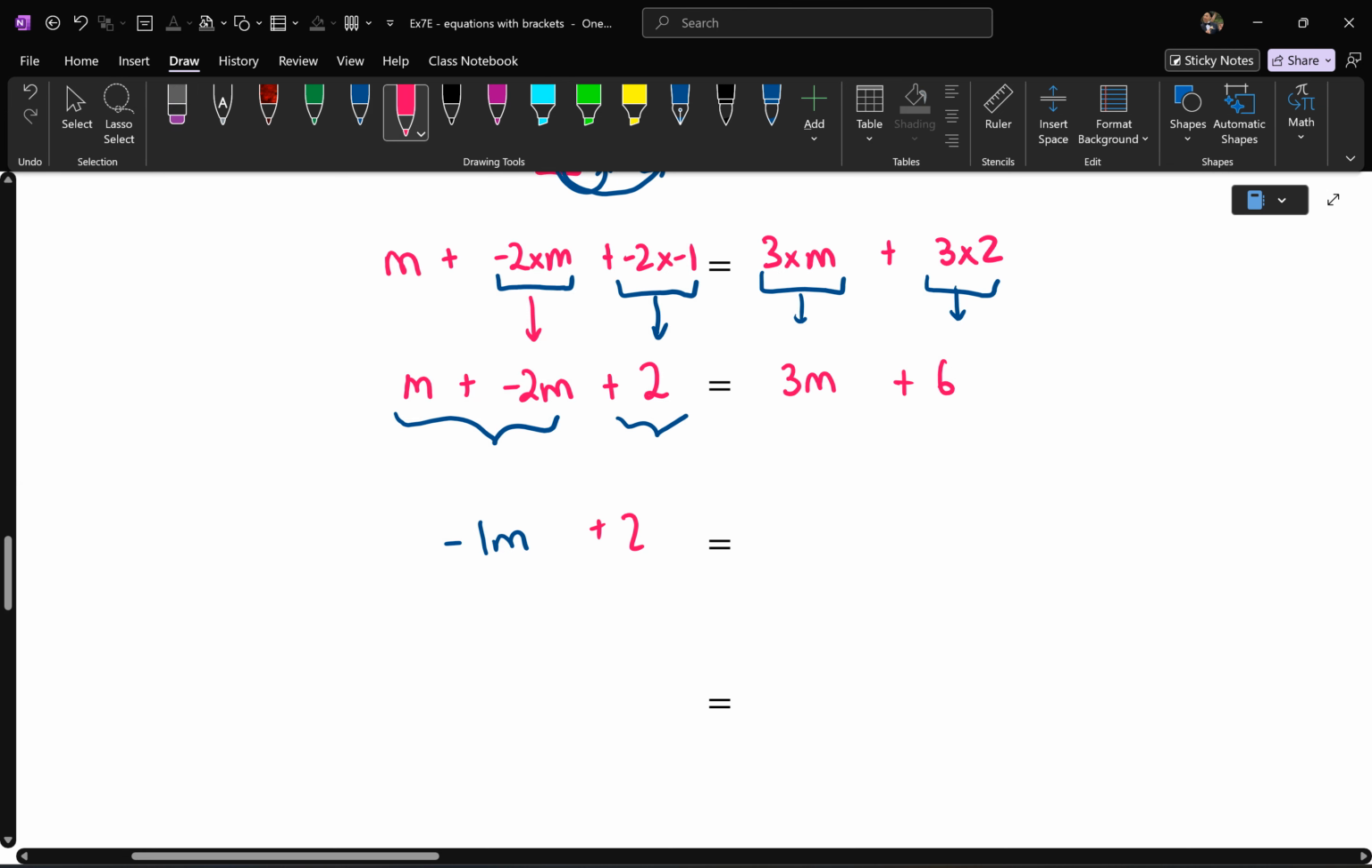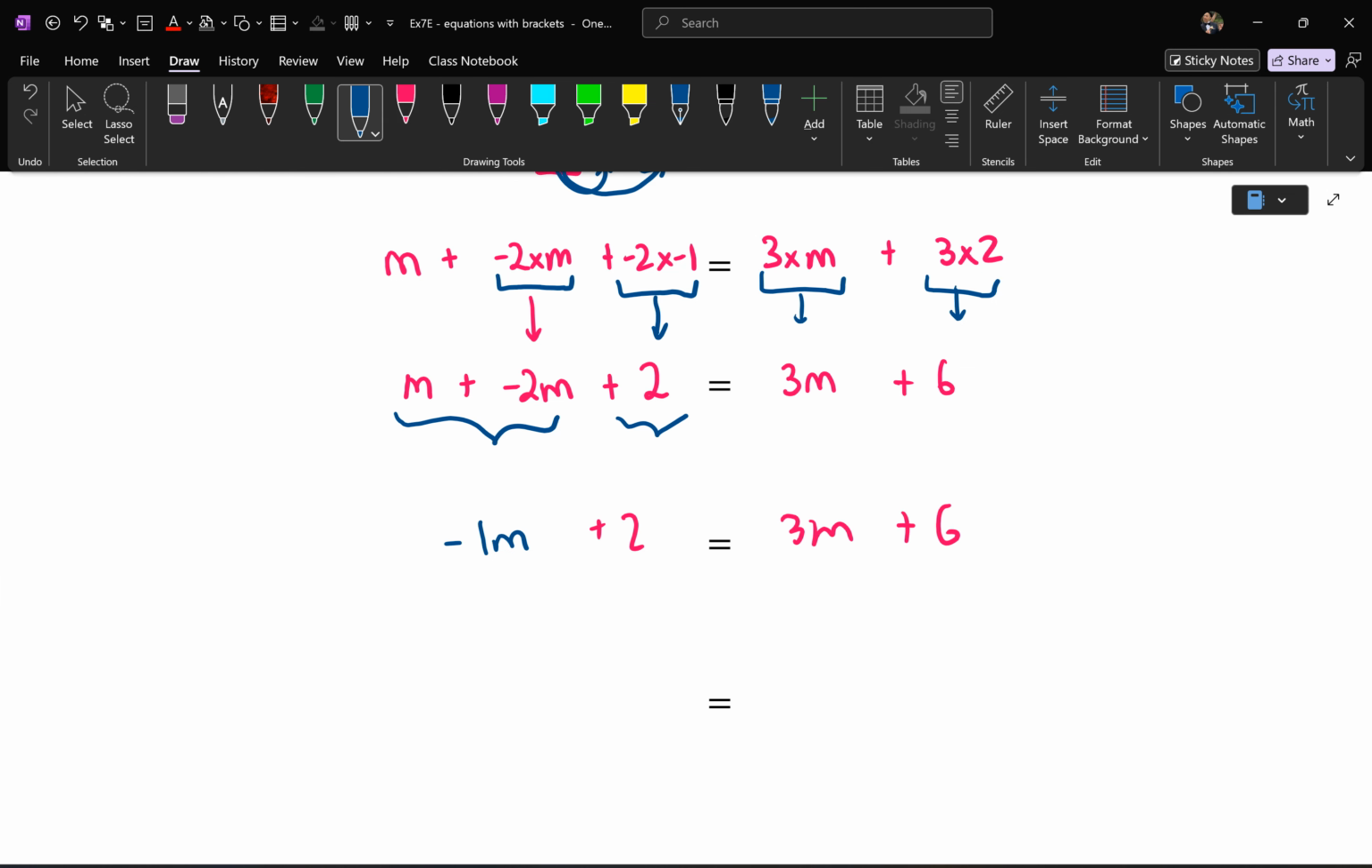Negative m plus 2 equals 3m plus 6. Let's carry on. Here we go. Now we've got m's on both sides. How do you solve this problem? Remember yesterday, we don't want unknowns on both sides. So what do we do? We get rid of one of the unknowns. Right now we've got m's on both sides. The one that we get rid of is the smaller one. Which one is smaller? Minus m, very good. Minus m is the smaller one compared to 3m. So here we go. Opposite of minus 1m, plus 1m.